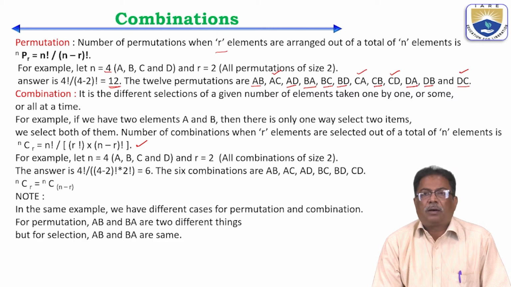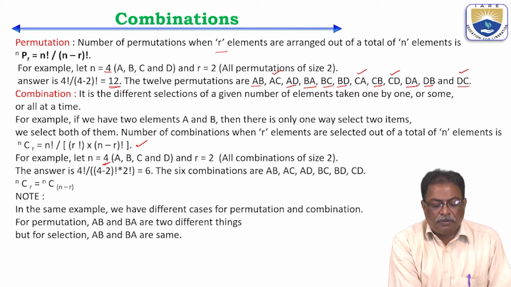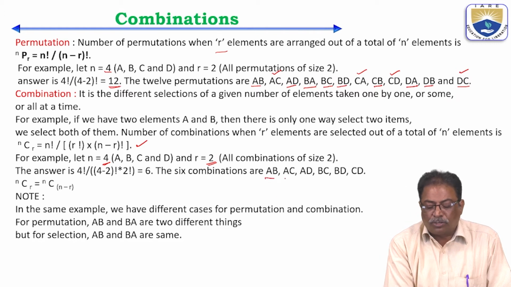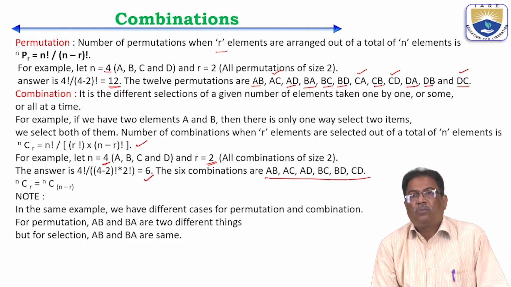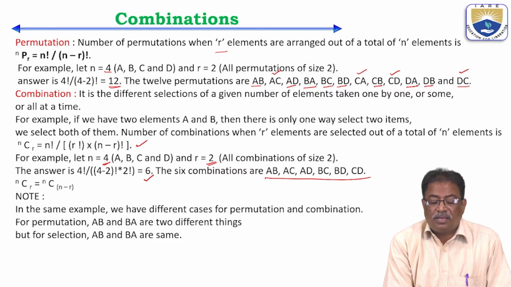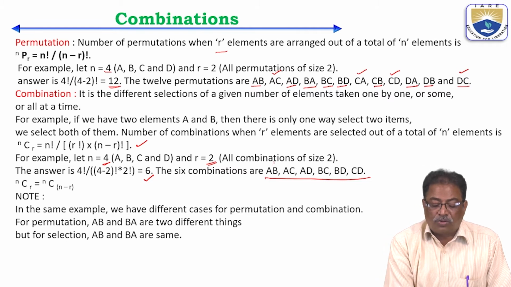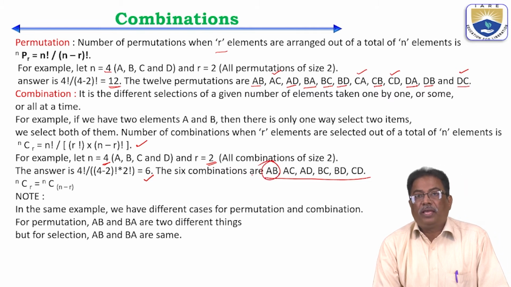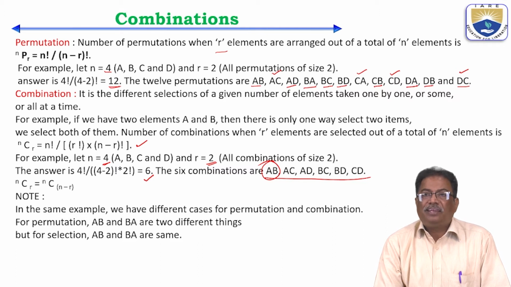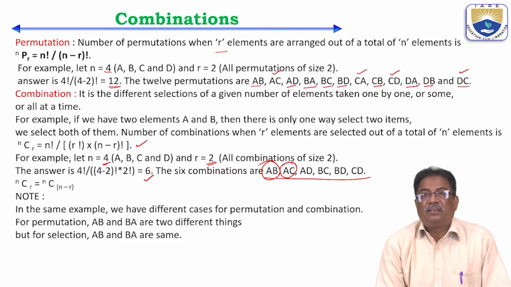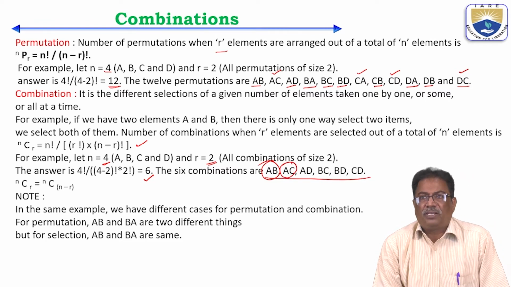Now let us apply the same previous problem to combinations. If n is equal to 4 and r is equal to 2, how many combinations do we get? There are 6 combinations. Earlier, in permutations, AB and BA were taken as 2, but now they are considered as AB only. AC and CA are 2 in permutations, whereas in a combination it is AC or CA, whatever it is.